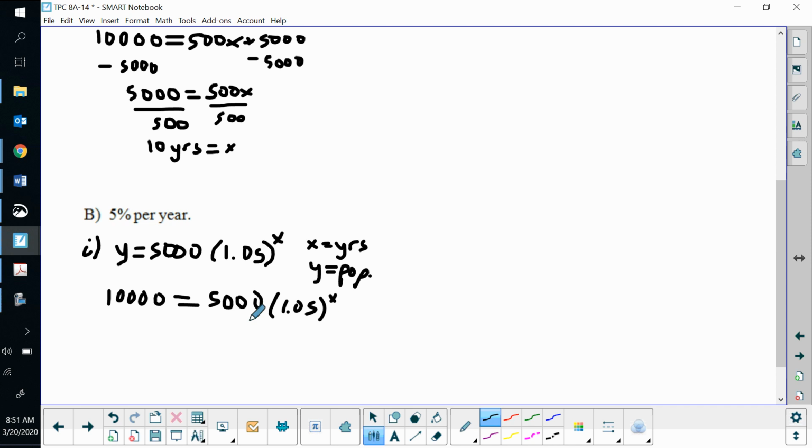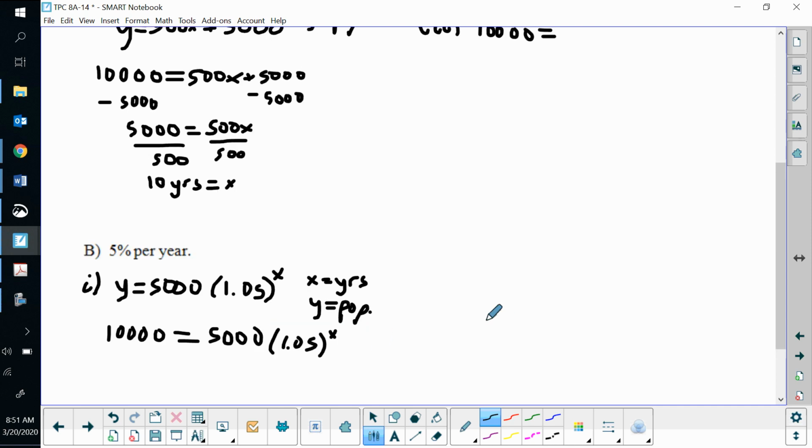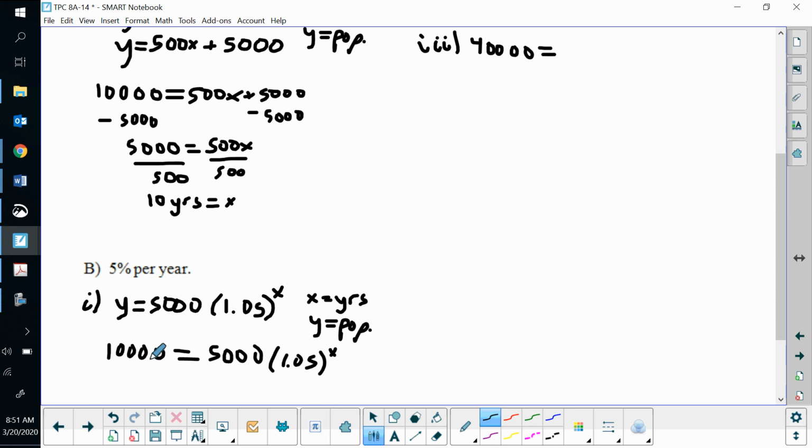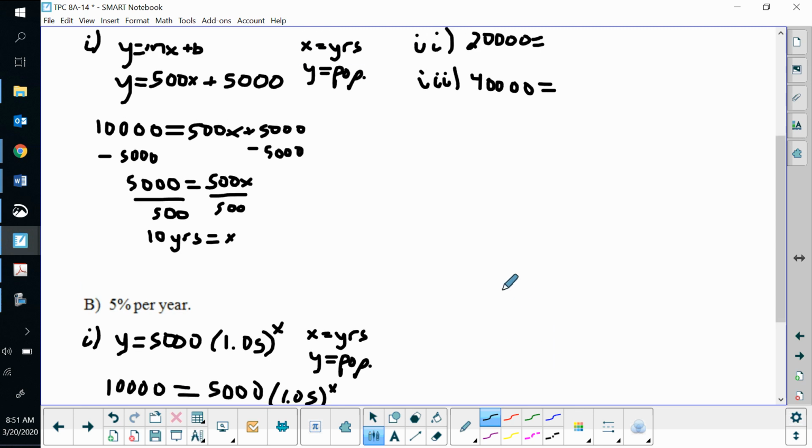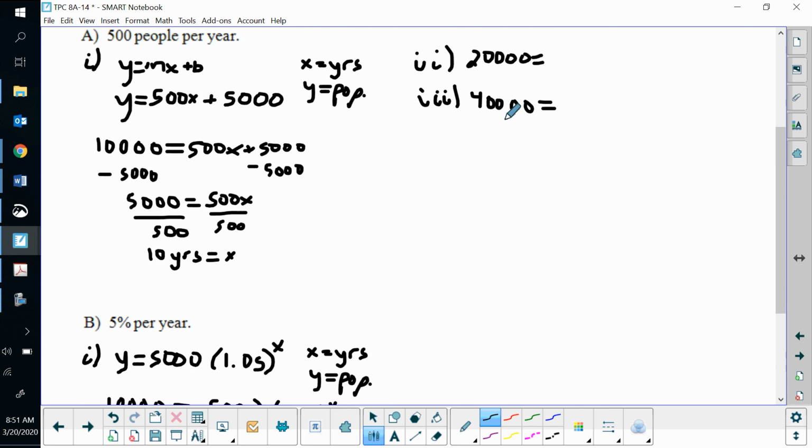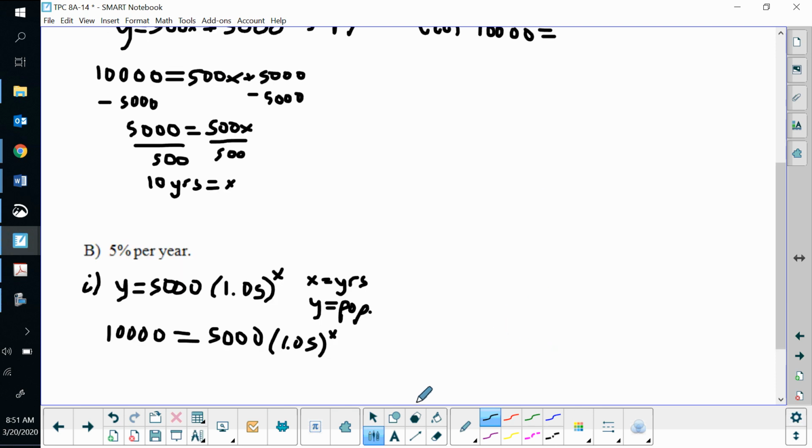And we're going to leave this one for you to solve because this is similar to what we have been doing recently. So you'll solve that one, and then in II, you'll again have it equal to 20,000. You'll go through and solve, and then in III, you'll set it equal to 40,000 and solve. So that's kind of a guide of what you'll do on this page.